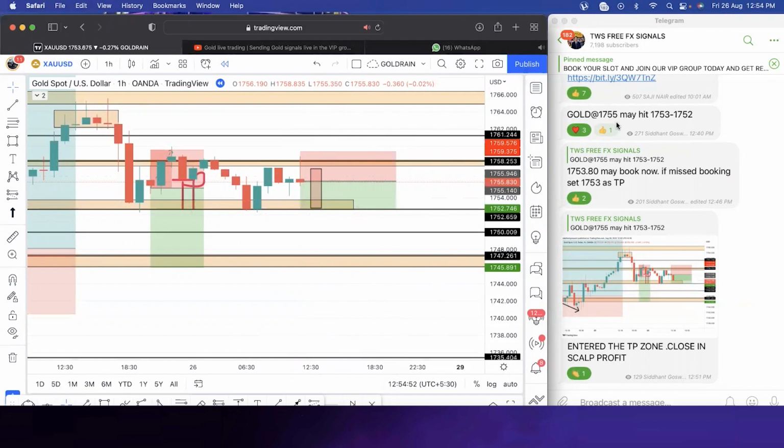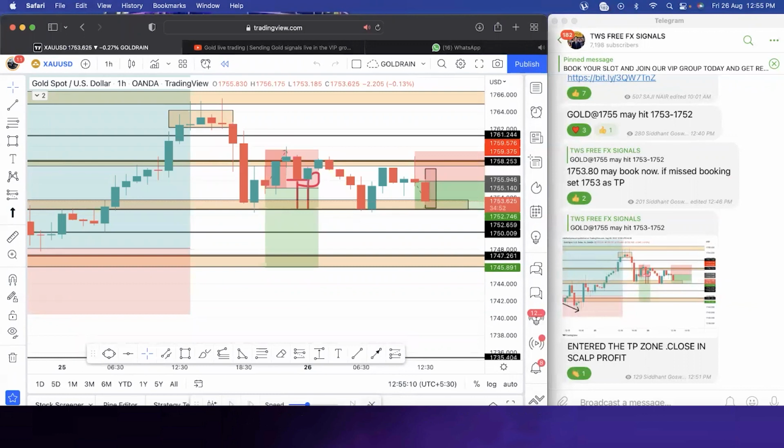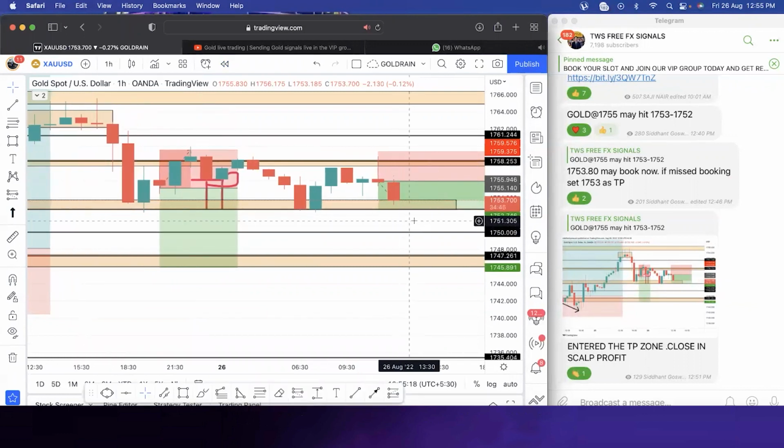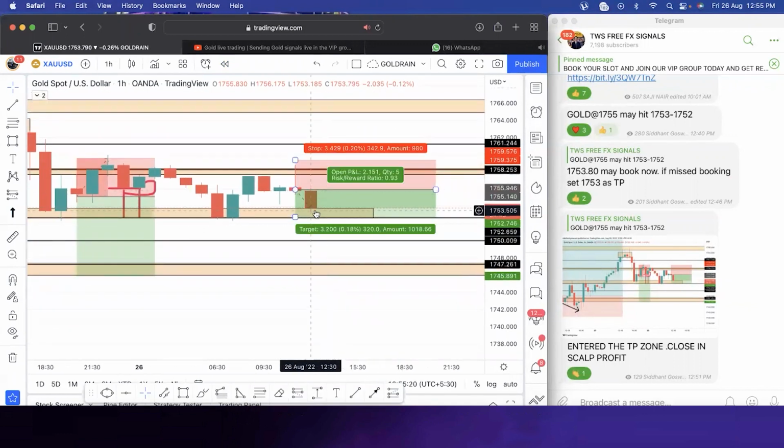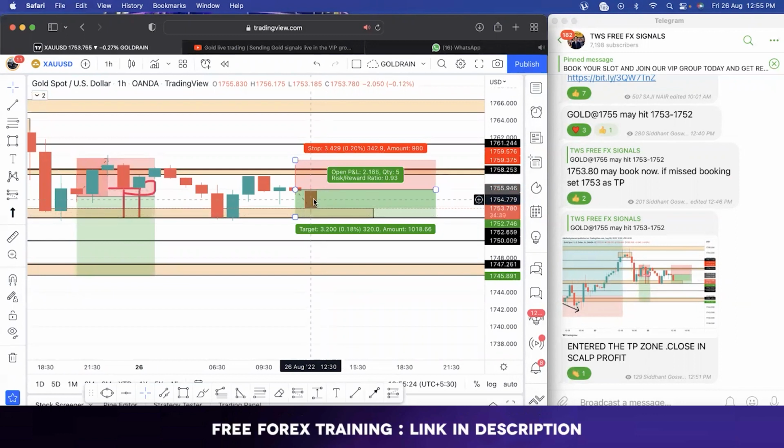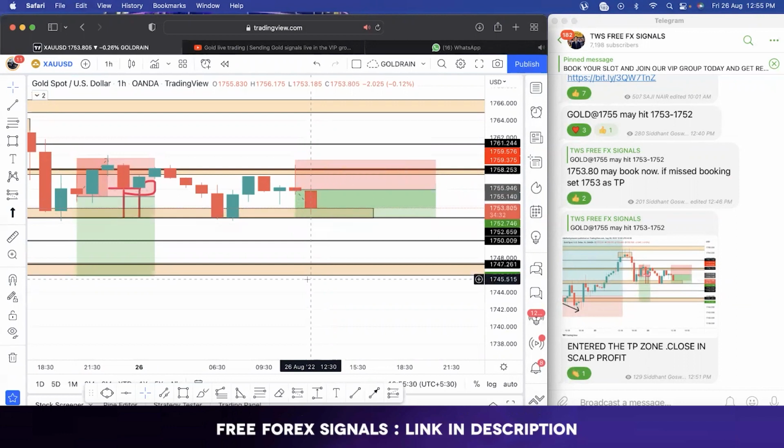And this is exactly what happened. I was recording the video, and by the time I was recording, the level already got hit. So I'm now using the replay option. Let me turn on the replay and show you how exactly the gold reacted after this analysis. So guys, you can see exactly how we expected the gold to react. It crashed and hit this particular take profit area. And you can see it has made a low of 1753.185, okay? Almost near to our take profit, and that's why we closed in scale profit.